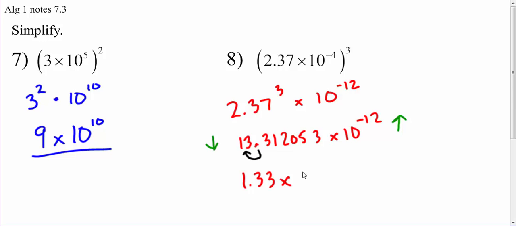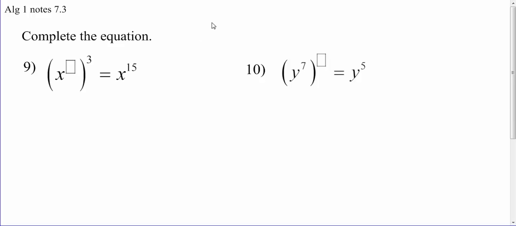Now here's where you have to think a little bit. What's bigger than 10 to the -12? That would be 10 to the -11. -11 is 1 bigger than -12. It's nothing crazy, but you have to think. It's easy to make silly mistakes.